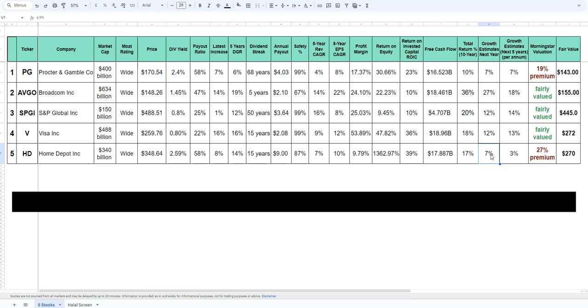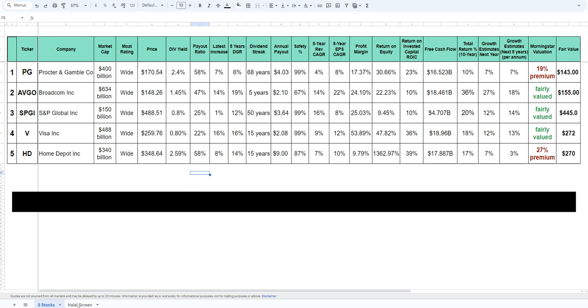Growth estimate next year 7%, then 3% after that. So it's a little bit of a decline. So hopefully this might put off a few people, and then hopefully it might come back down. Okay, 27% upside right now, but basically premium right now, $270 per share, and almost $350 right now.